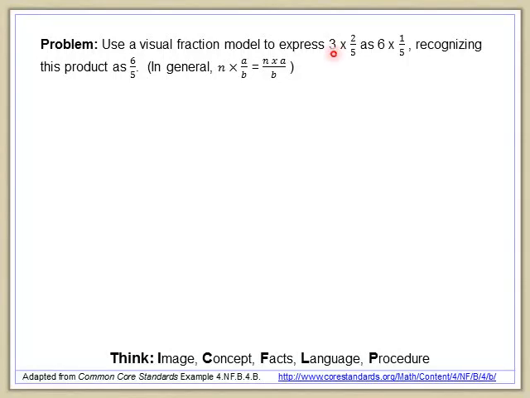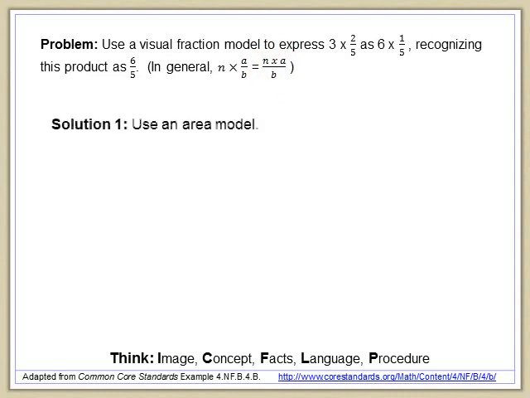Here's the problem that we'll use to discuss multiplying a whole number by a fraction. We'll use the whole number 3 and the fraction 2/5 and show that that's the same as 6 times the unit fraction 1/5, and that either one of these is the same as the fraction 6/5. In general, later we will expand on this when we get to the procedure slide and talk about any whole number times any fraction and how that becomes this expression n times a over b.